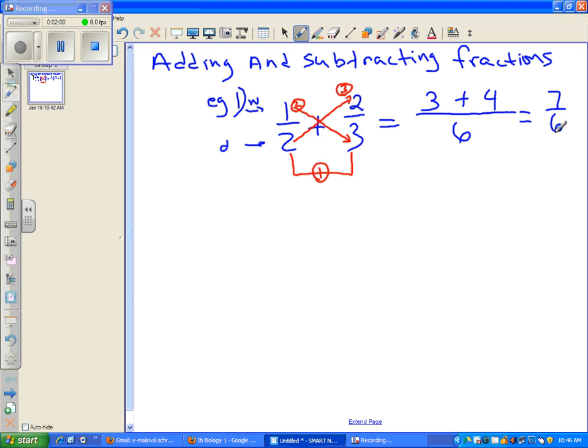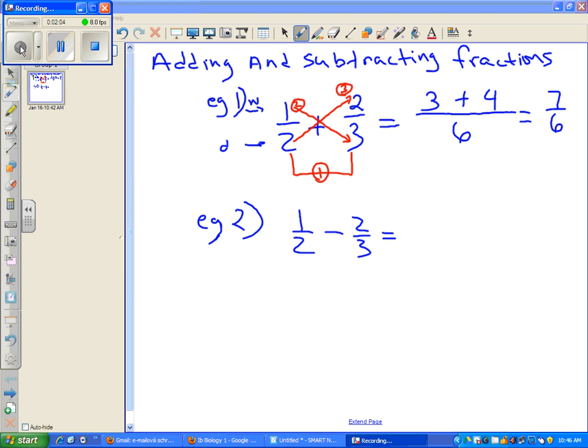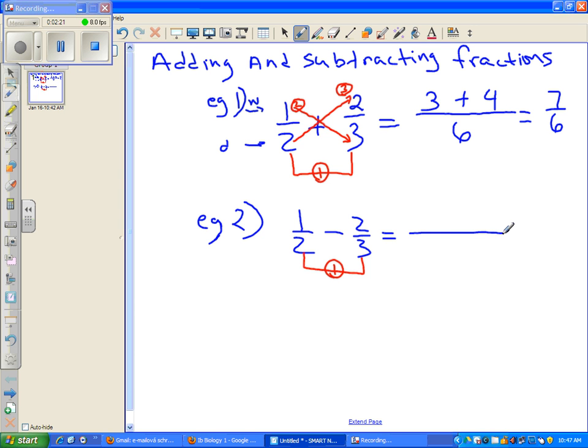It's perfect. Okay, here's my second example. My second example is 1/2 minus 2/3. Let's do the steps again, just like I said earlier. The first step is multiplying the two denominators. That's the first step. Multiplying those two denominators, 2 times 3, is 6.